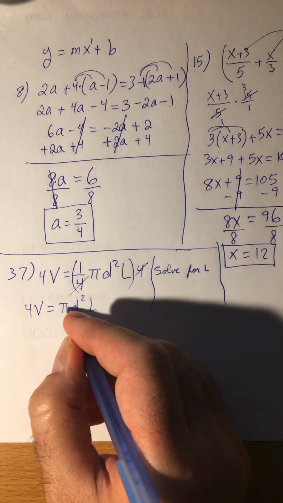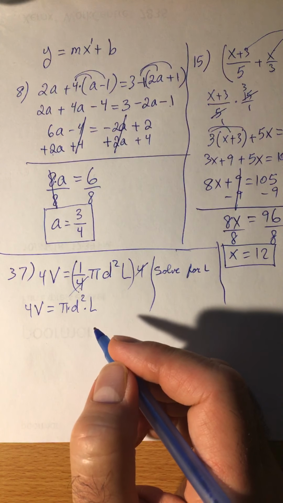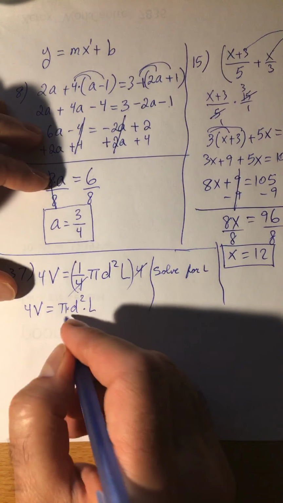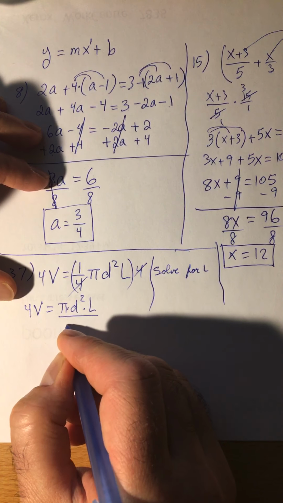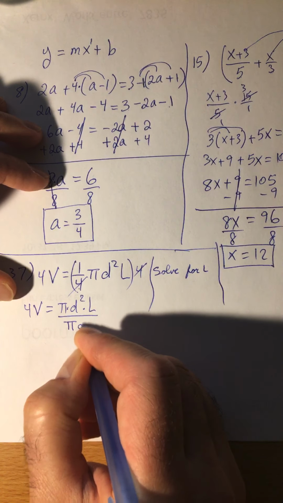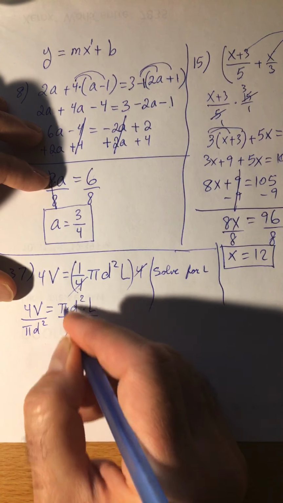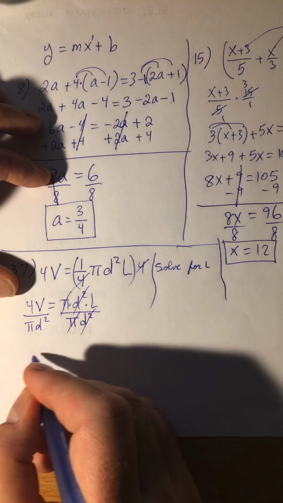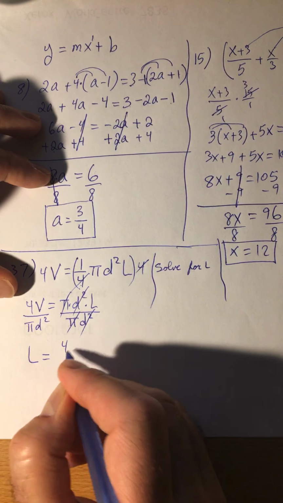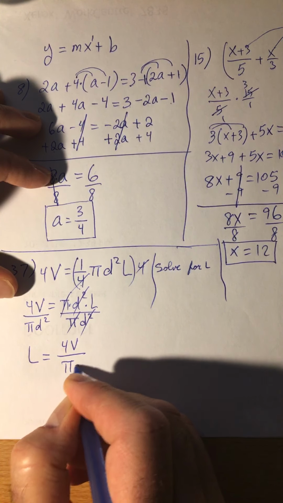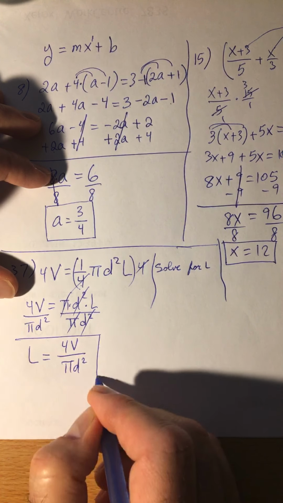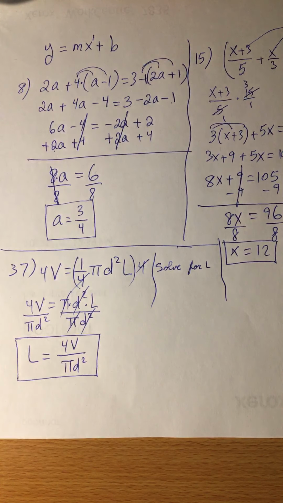And then everything is being multiplied here. So what's opposite of multiplication? Division. So I'm going to divide by everything that doesn't have an L in it. That is pi d squared. So pi cancels pi, d squared cancels. So we get L equals 4v over pi d squared. And that's all I can do, because I don't know what v or d stands for, or what the values are. So therefore I just leave it as it is.